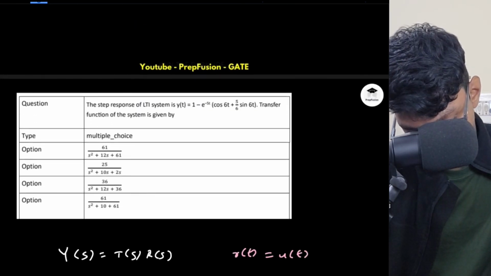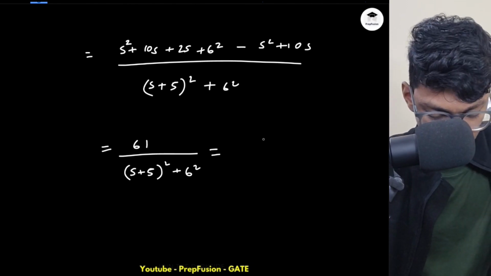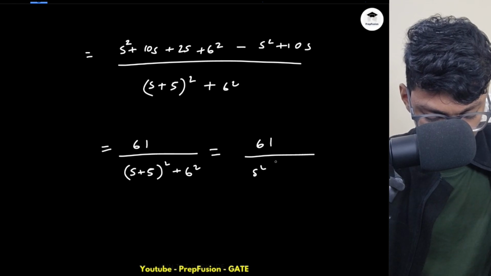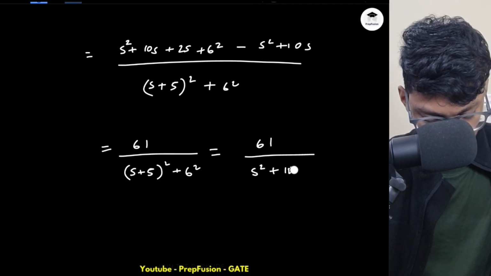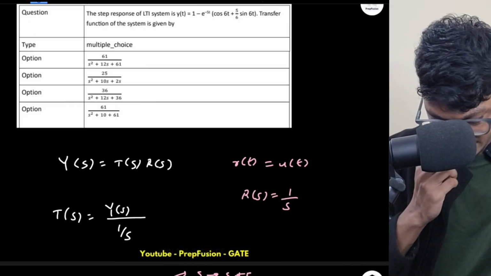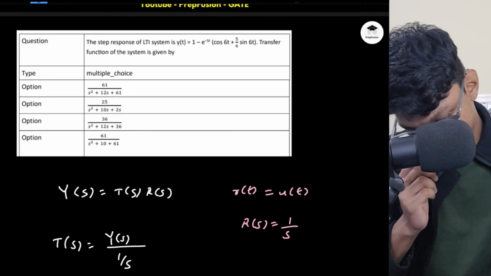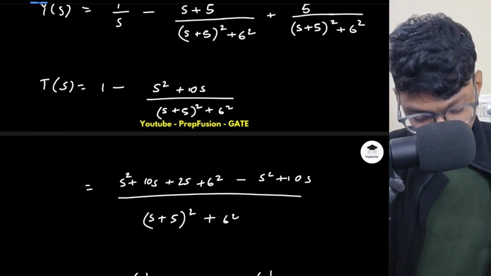They have not written it in terms of that, so I will write it better. This will be simply 61 divided by s square plus 10s plus 61. So option D will be the correct answer of this question. You could have solved this in a different manner as well.